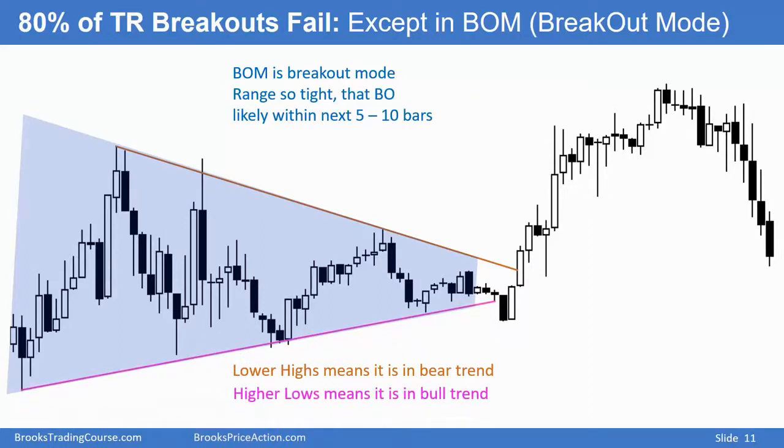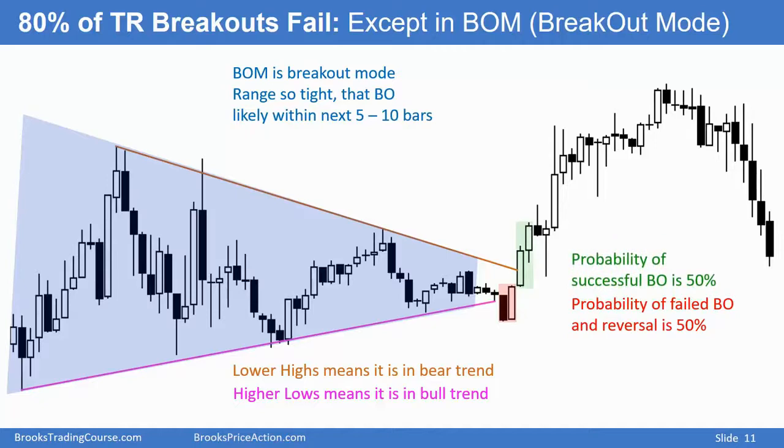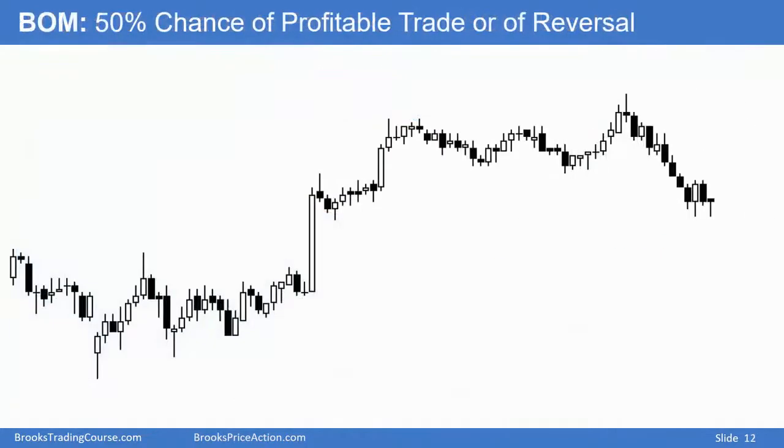Lower highs, bear trend, higher lows, bull trend, and the result is a triangle. Again, probability of a failed breakout and a reversal from that breakout, 50%. The probability of a successful breakout is 50%. We have a triangle, 50% chance the ultimate breakout will be up, 50% chance it'll be down, 50% chance the first breakout will fail. Here, the bears tried to reverse the first breakout, but they were unsuccessful, and this first breakout ultimately did succeed.